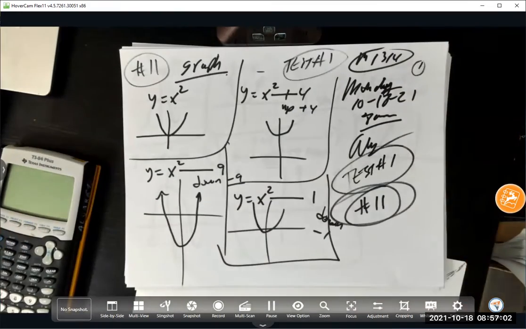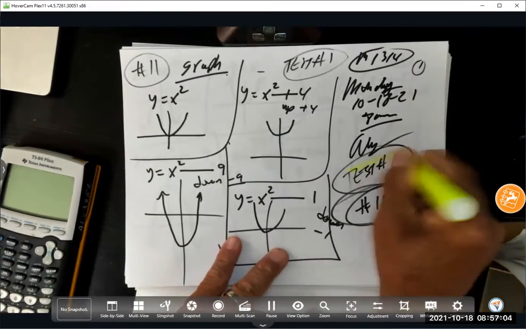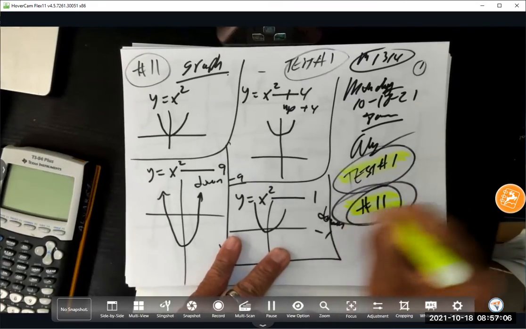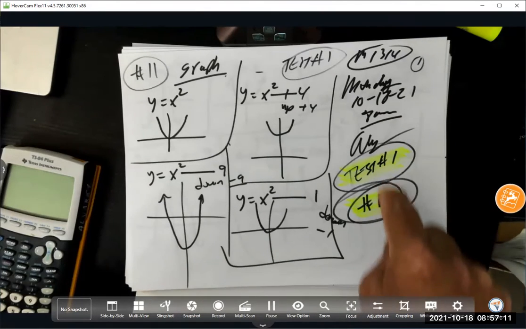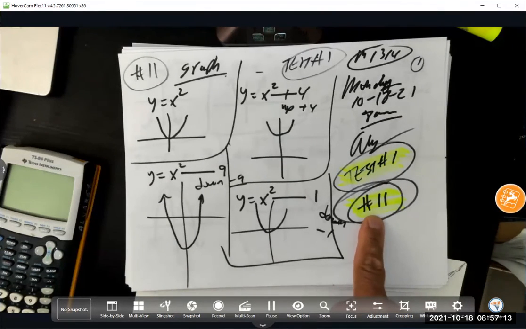Did I say now you should be able to do question number 11 from test number 1? Yes or no? What do you think? Is it possible? You can get number 11 now?